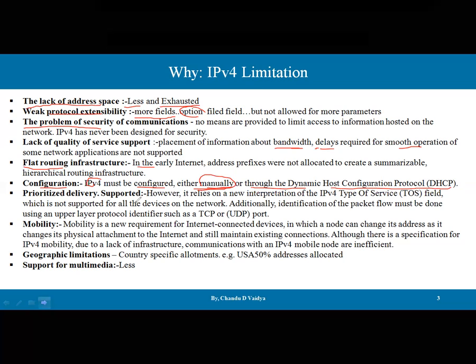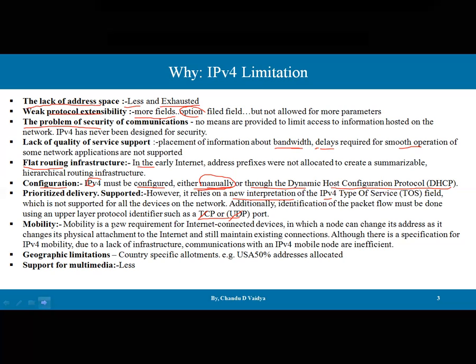Then prioritized delivery support. However, it relies on the new interpretation of the IP version 4 type of service field, which is not supported by all the devices on the network. Additionally, identification of the packet flow must be done using upper layer protocol identifiers such as TCP or UDP. So what are we using over here, TCP or UDP? TCP is connection oriented and UDP is connectionless. So for that purpose, they are used.